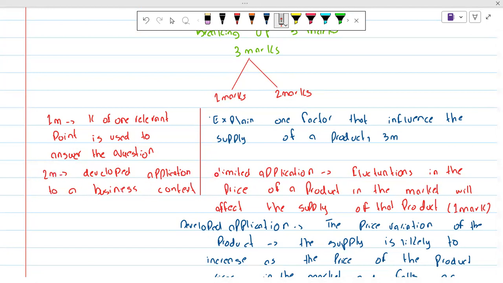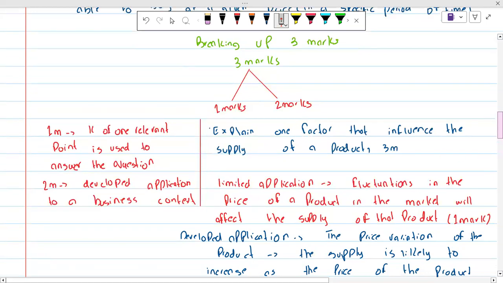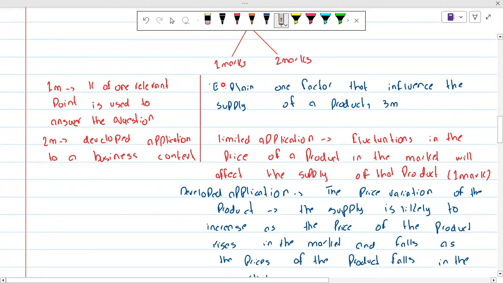So what is basically developed application? Let's discuss it. For example, if we are writing 8 mark and 12 mark questions, we don't have to write the developed application. We just need to write the limited application. But if it is a 5 mark or any other question in which we have to write only one paragraph and write the application for the 2 marks, it means that we have to develop our application.